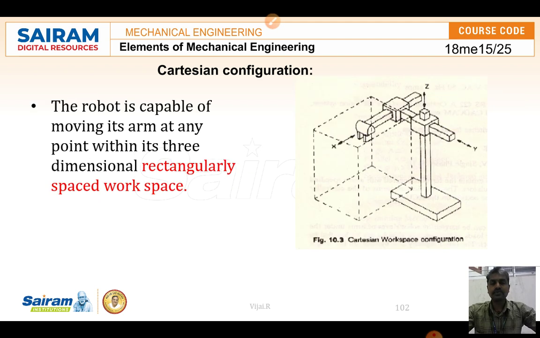If we use these joints or slides in the X, Y, Z directions, then obviously it will cover a rectangular workspace. So we can call it a rectangular workspace robot, or a Cartesian robot. It is capable of moving the arm in three dimensions, in the X, Y, Z directions.